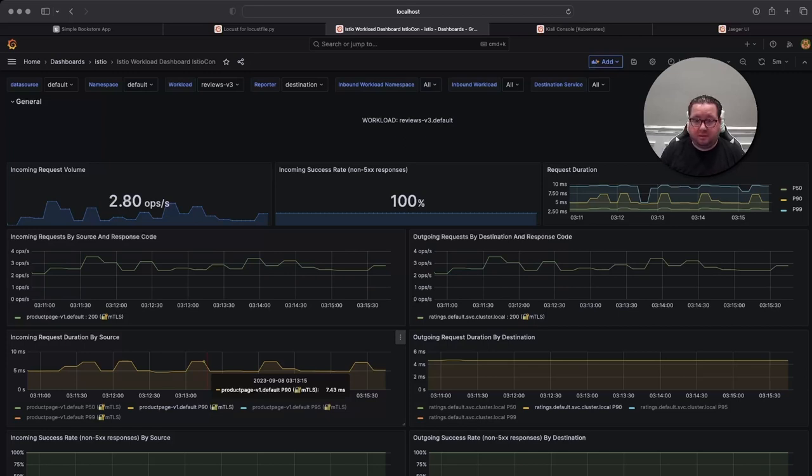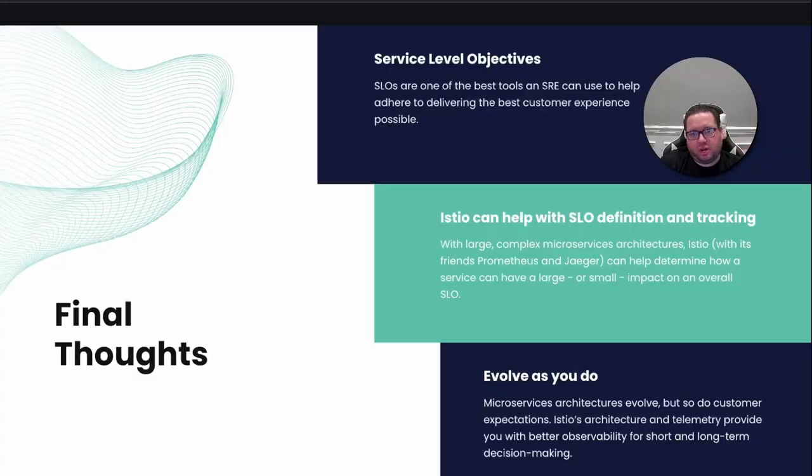But I think this is a way for SREs that are building with open source to be able to still have that same experience and craft those SLOs and have that reliability. To summarize, service level objectives are one of the best tools an SRE can use to help deliver the best customer experience possible.